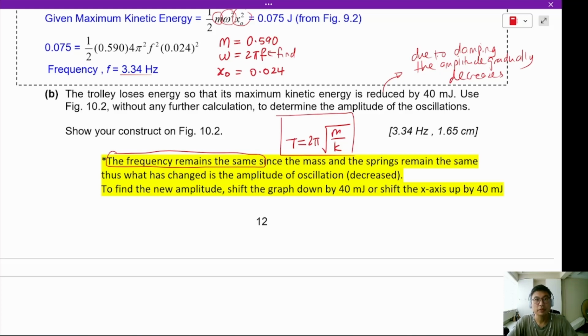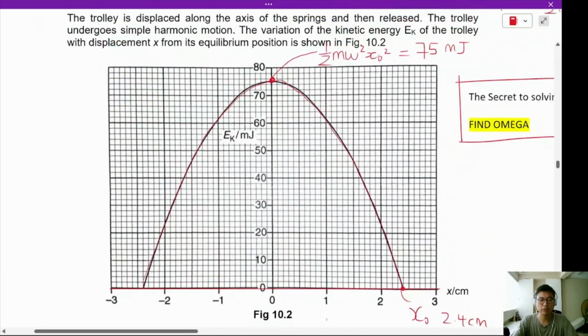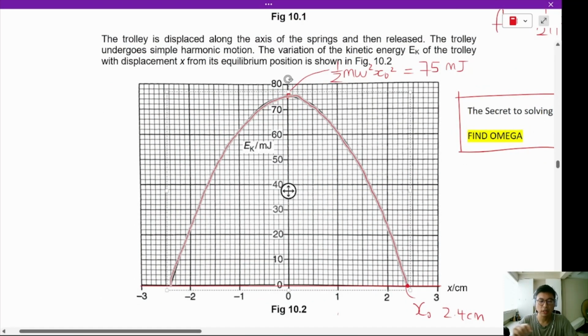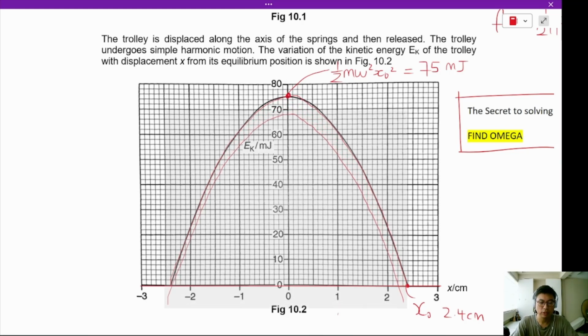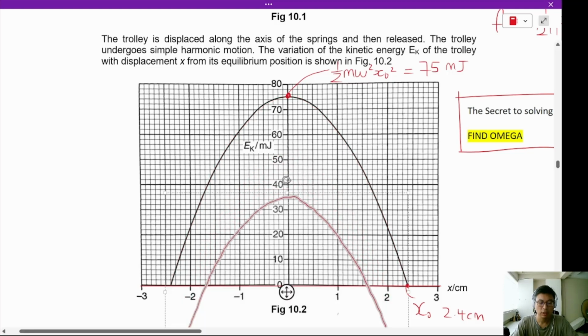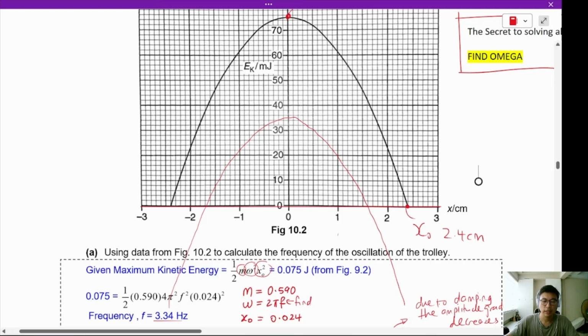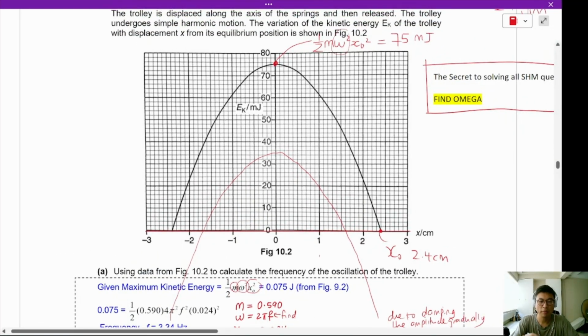To find the new amplitude, we'll shift the graph down by 40 millijoules or shift the x-axis up by 40 millijoules. So over here, you can see the kinetic energy of the cart. Now, if the kinetic energy of the cart has reduced by 40 millijoules, this is what it looks like. 10, 20, 30, 40 millijoules. Now, you can see that the amplitude of oscillation is around here right now, because the cart's energy has been reduced. You notice that the shape of the curve does not change because the shape of the curve depends on omega squared, which is a constant.